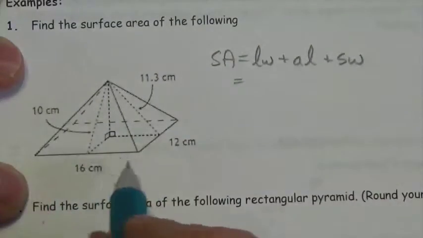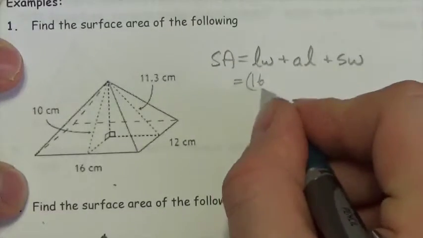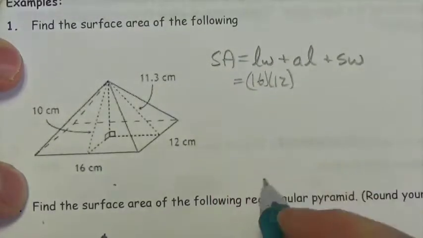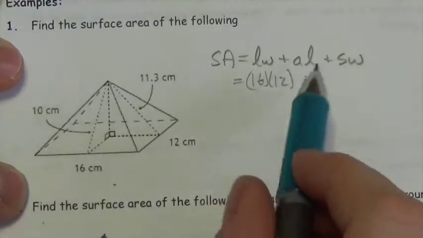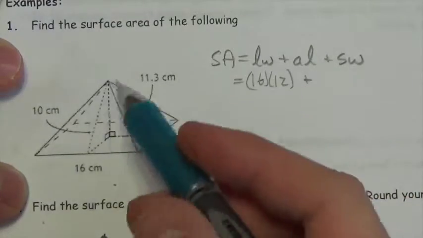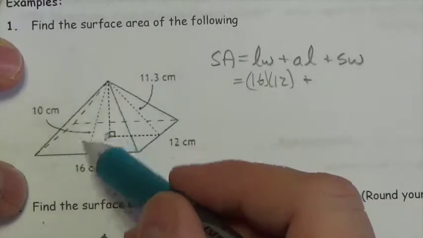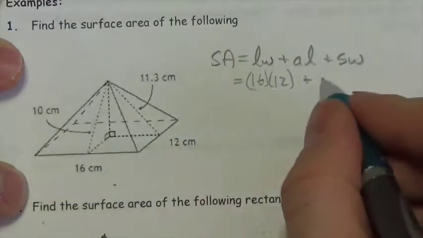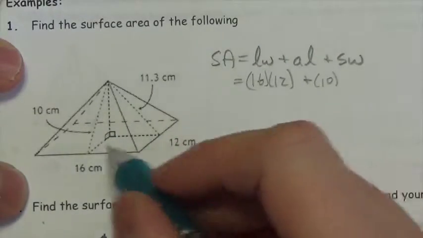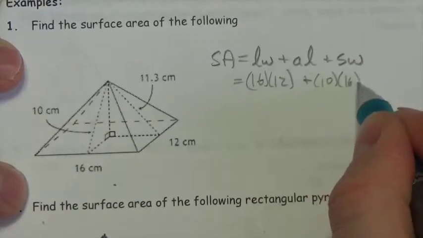Our base here is going to be 16 by 12. So there we go, that's easy. Now, AL is going to be the slant height of that one triangle times the length here. In this case, we're actually told what that is. This distance here is 10, so this would be 10 times 16.